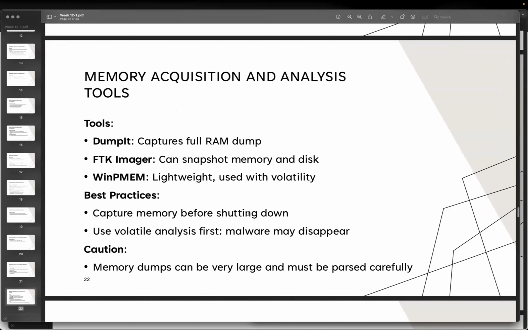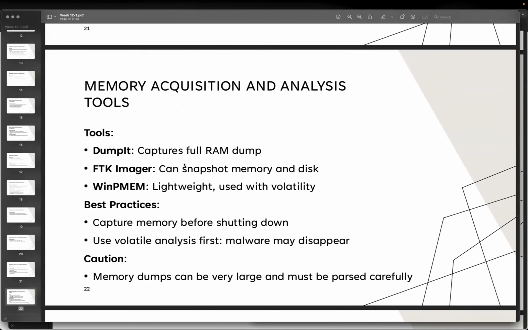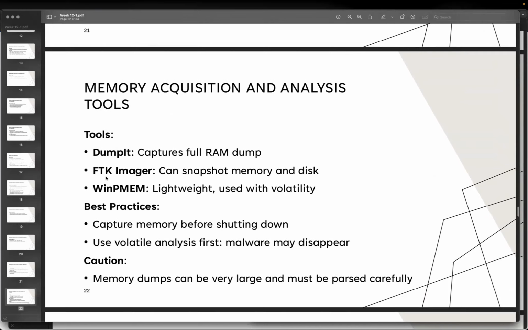Okay, and also, we have more tools we can use, like DumpIt to capture the RAM. Okay, or sometimes we can do a snapshot with FTK. If you are taking the digital forensics course, actually we will mention FTK. Okay, so this one can also be used to snapshot the memory and disk. Okay, and WinPmem. This one is lightweight, used for volatile content. That means what we capture is on the RAM, so it's good.